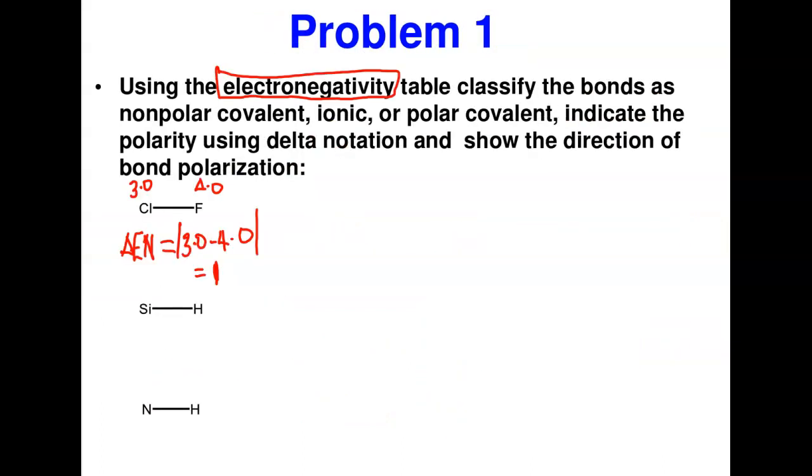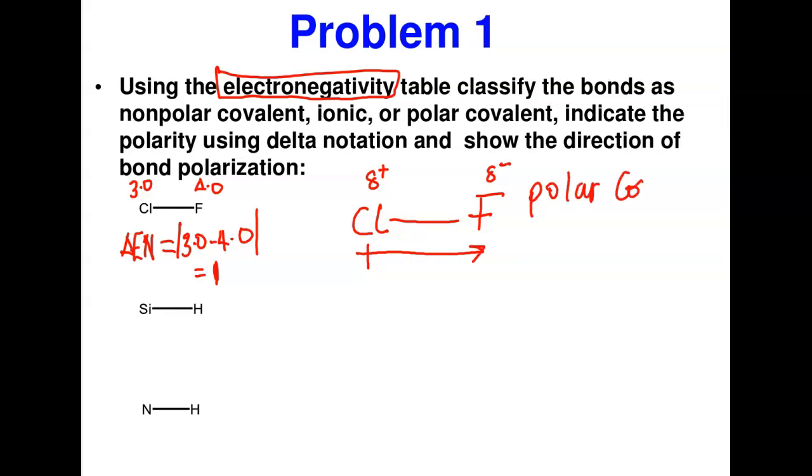The bond will have to be polarized, so I'm going to redraw it. I'm going to draw Cl connected to F. Because this bond is polarized, fluorine is more electronegative and will assume a partial negative sign. The less electronegative will assume a partial positive sign. Since the direction goes from positive to negative, the dipole moment will be drawn from positive towards negative. And as classified, this is a polar covalent bond.